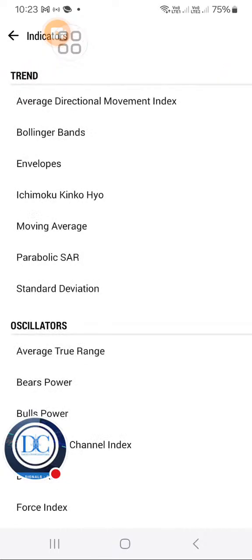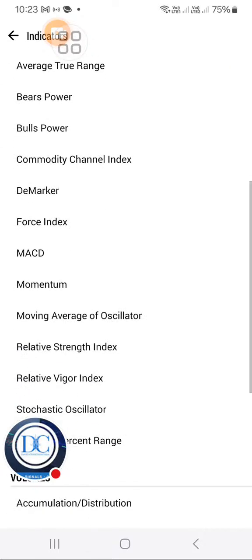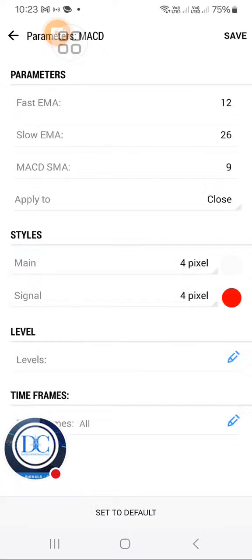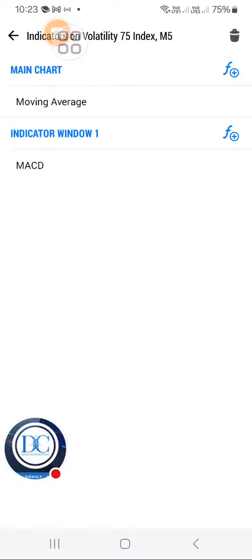Then we're going to go on the indicators window, where we now have the MACD. The MACD has the following settings. The fast EMA is 12, the slow EMA is 26, MACD SMA is 9, applied to close. Then the main line is going to have 4 pixels. As you can see, my background is blue, so I'm going to be using white, but in most cases the main line will be blue. Then the signal is going to have 4 pixels with the color red.